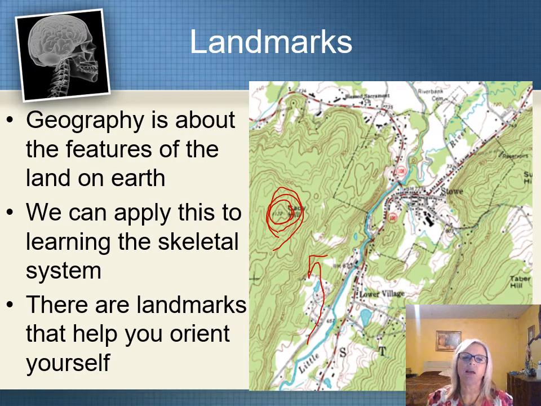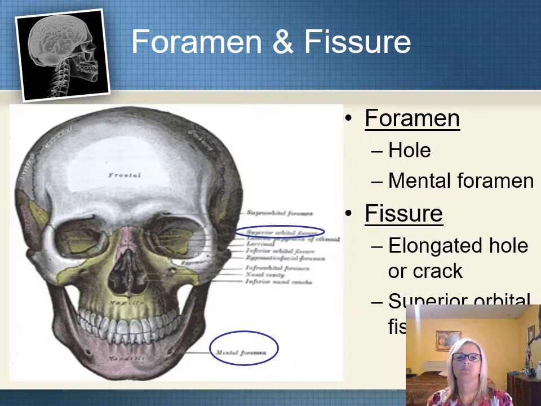And so we can apply this to learning the skeletal system. We've got landmarks that help us to orient ourselves. All right, so foramen, fissure, all these words, what do they mean? Am I looking for a ridge or a bump, a projection, a small hole, a large hole? So if I know that a foramen is a hole, then a feature with the term foramen in its name, like the mental foramen, is going to be much easier to find.